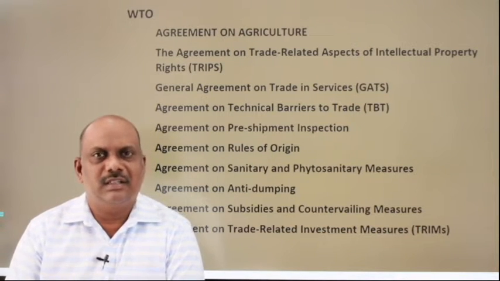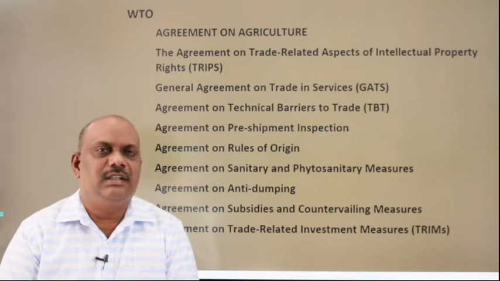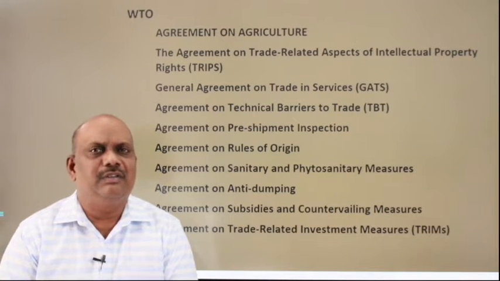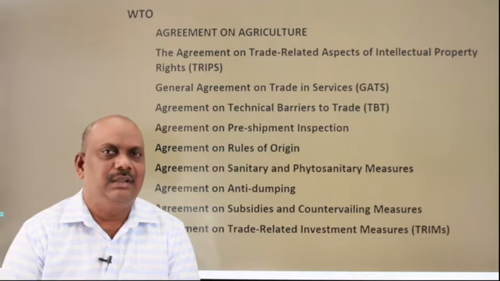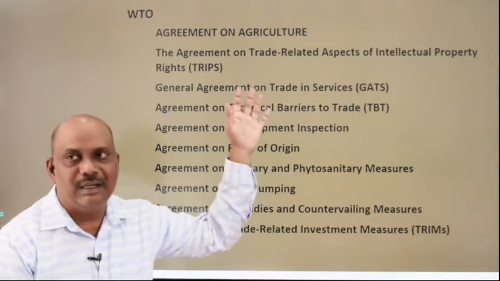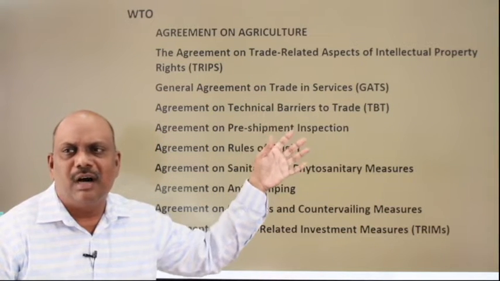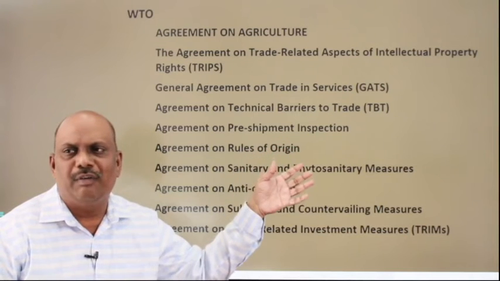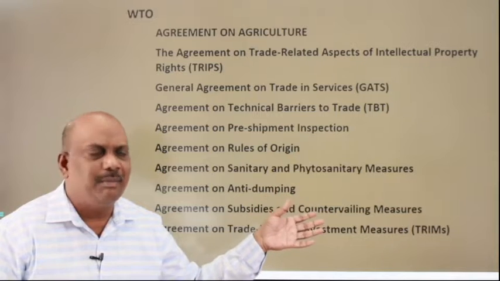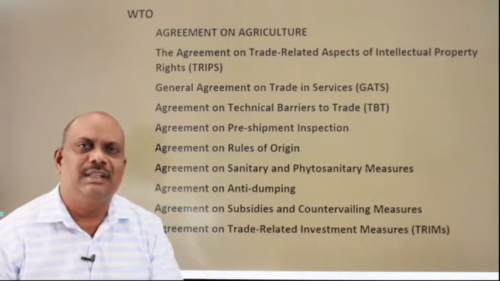So in this lecture, let us discuss various agreements under WTO. There are a number of agreements, of which a few are very important from the examination point of view. The agreements like the agreement on agriculture, TRIMS, GATS, the agreement on rules of origin, sanitary and phytosanitary measures, anti-dumping, subsidies and countervailing measures, etc.